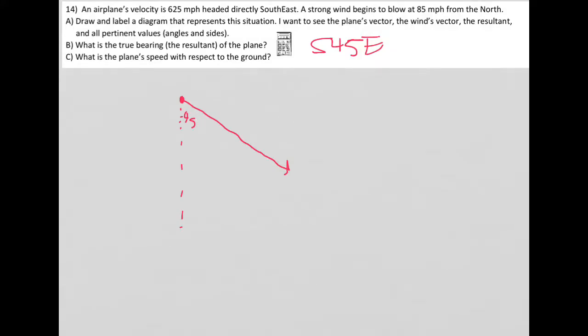I know a strong wind begins to blow at 85 miles per hour from the north. If it's blowing from the north, it is blowing to the south. So I need to add the wind vector to the plane's vector to get this purple vector going straight south, right off the tip of the pink vector. And I know that has a magnitude of 85. I know that pink one had a magnitude of 625. And now I want to figure out some information about this resultant.